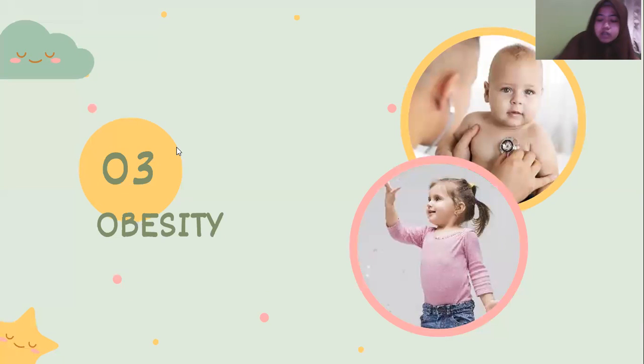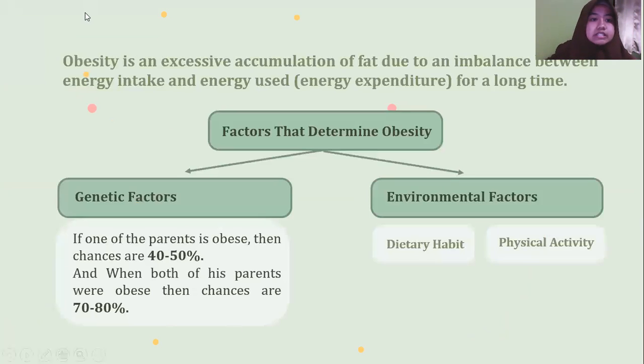And next, about obesity. Obesity is an excessive accumulation of fat due to an imbalance between energy intake and energy expenditure for a long time. The factors that determine obesity, the first is genetic factors, and the second one is environmental factors. For genetic factors, if one of the parents is obese, then the chances are 40 until 50%, and when both of his parents are obese, then the chances are 70 until 80%.